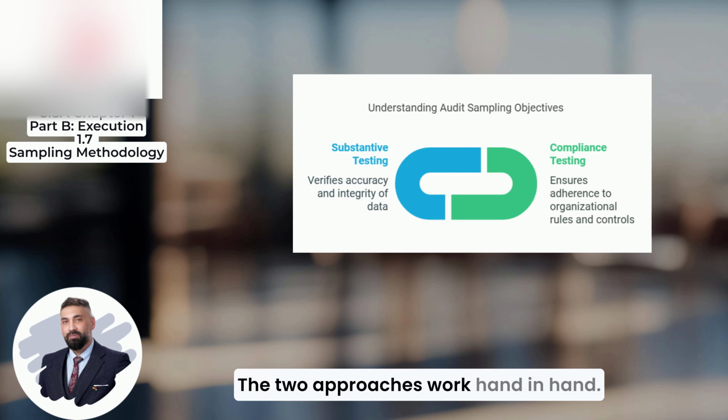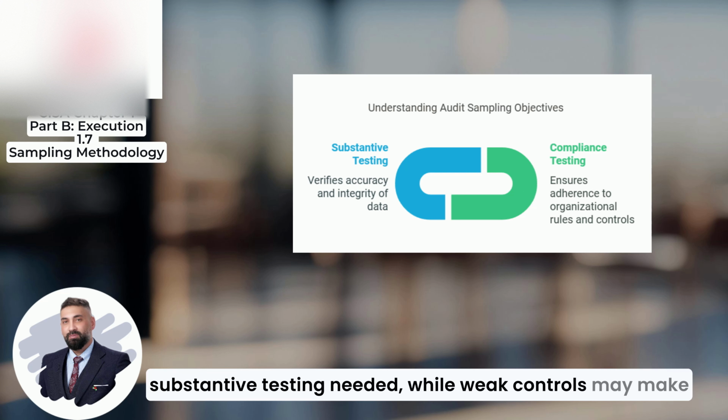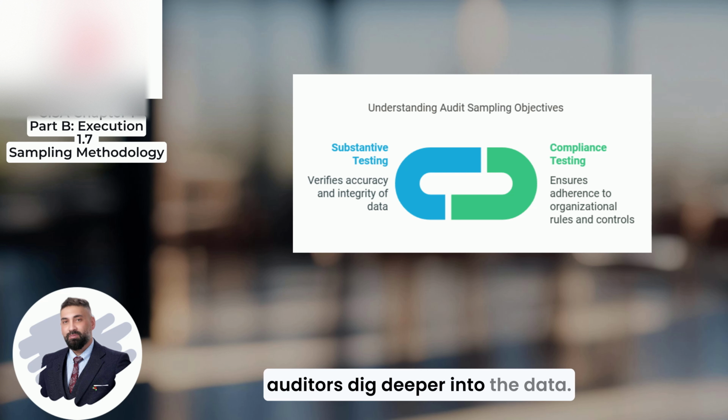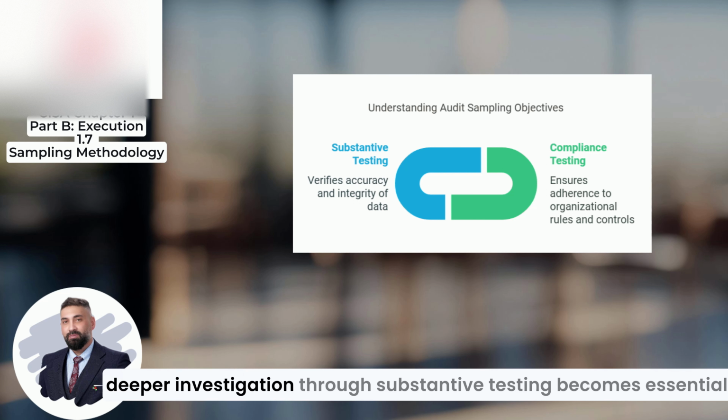The two approaches work hand in hand. Strong compliance controls can reduce the amount of substantive testing needed, while weak controls may make auditors dig deeper into the data. Imagine this relationship like a trust check. If the locks on the organization's systems are sound, the auditor doesn't need to scrutinize each and every transaction. But if those locks look shabby or absent, deeper investigation through substantive testing becomes essential.